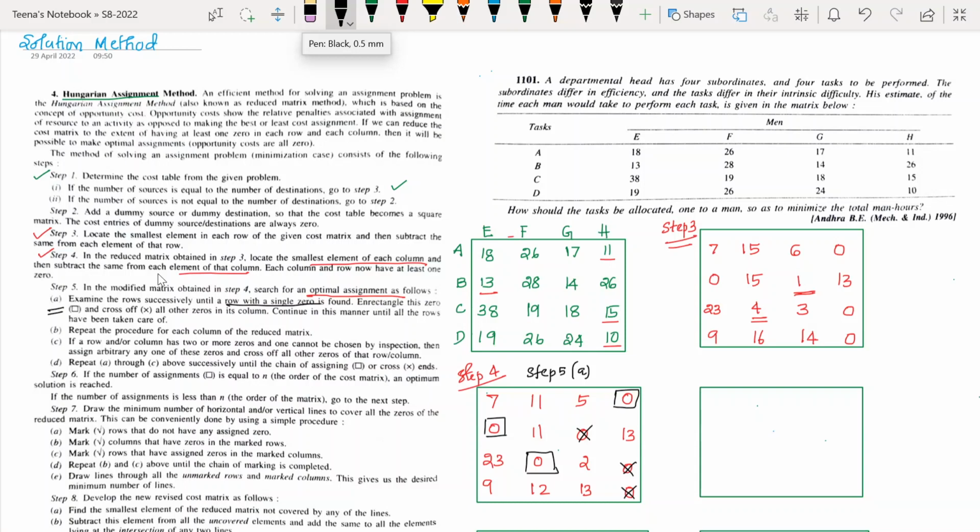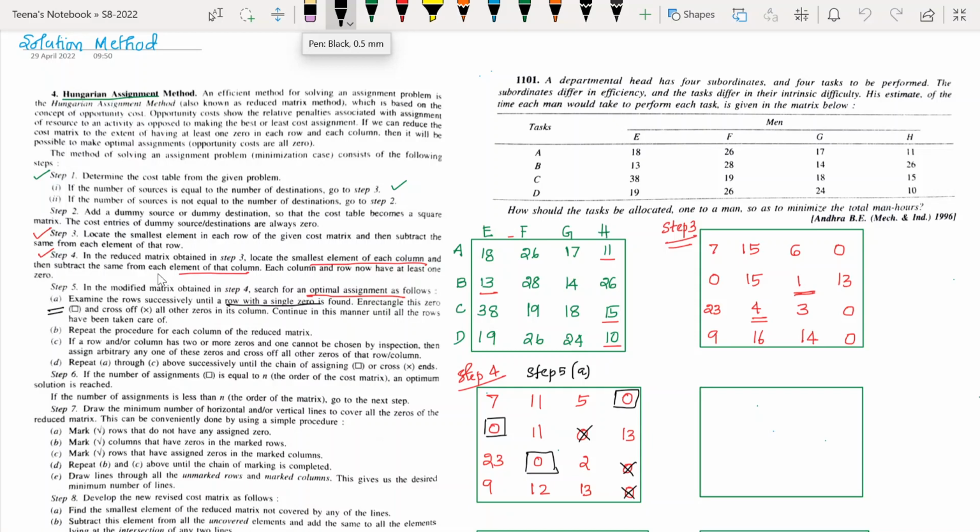Okay, then C is already discussed. D is repetition of this procedure again and again till all the possible assignments are made. Also, what you have to notice is that at the end of step 5, all the zeros must be either in a rectangle or cut off. So no zero should be left without one of these two operations. That's one thing that you have to notice after completing step 5. Okay, so we have completed step 5.